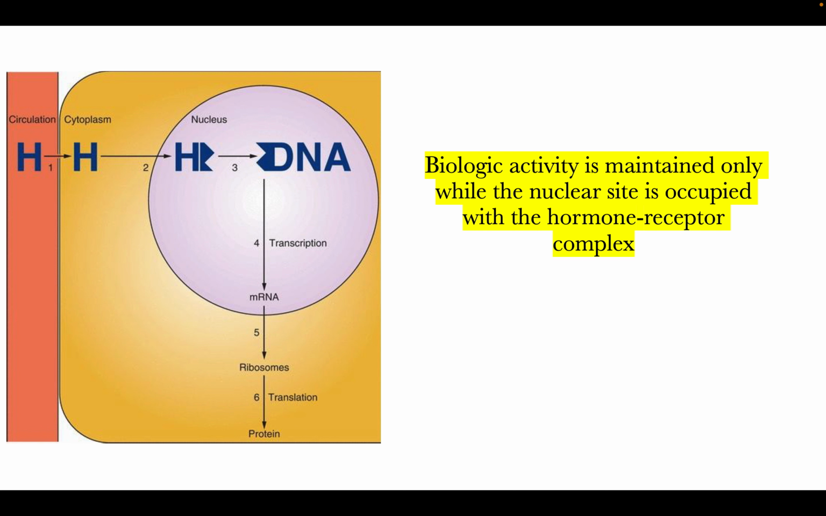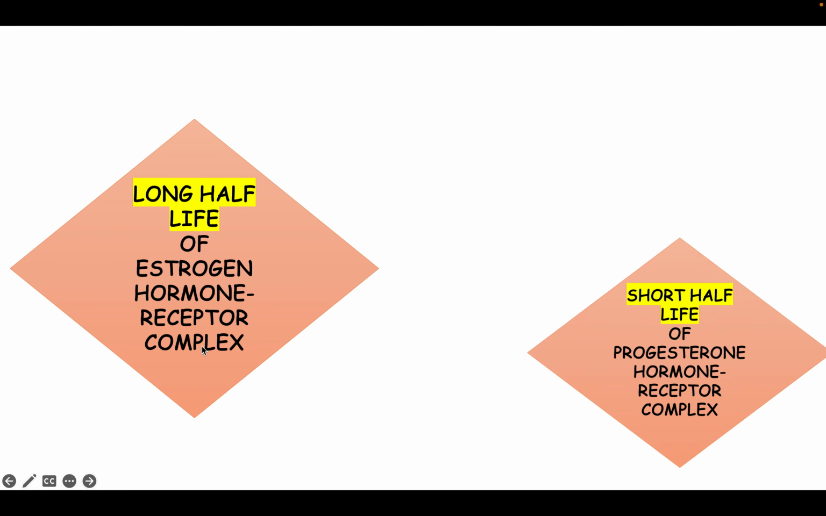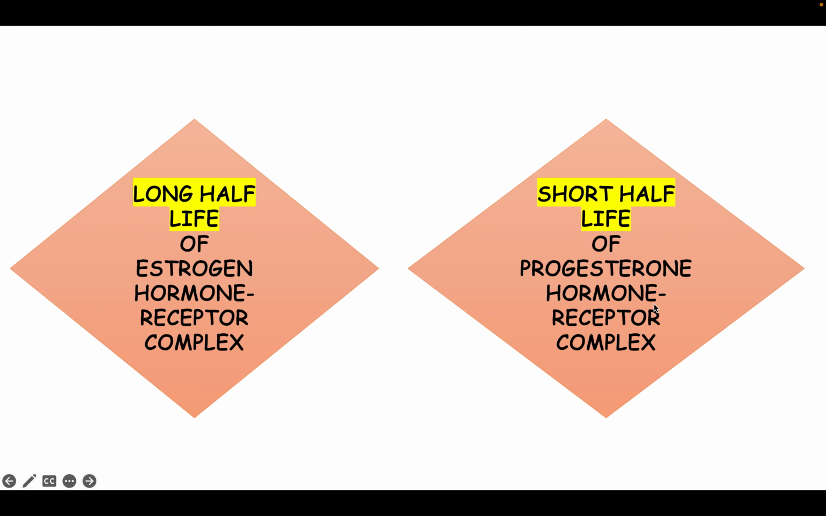But the question is, why is estrogen in picogram and why is progesterone in nanogram? Means why is a smaller amount of estrogen required and why is a higher amount of progesterone required for the hormones to function? The reason is there is a long half-life of the estrogen hormone receptor complex, and for progesterone the hormone receptor complex has a shorter half-life.